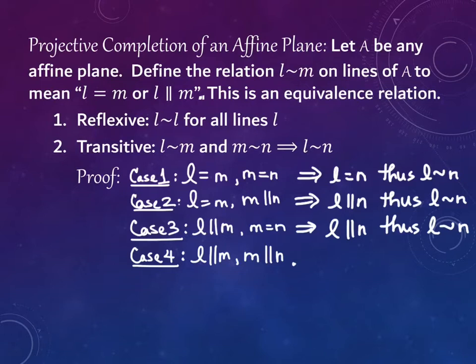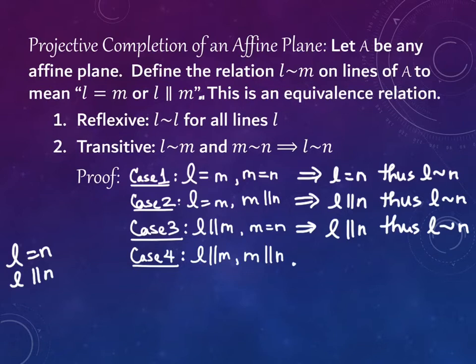There are two possibilities. Let me write this down. We have to either show that L is equal to N, that's one way they could be in the equivalence class, or we have to show that L is parallel to N. If we could show either of those things happen, or that they're forced to be one of those two, then they'll be in the same equivalence class.